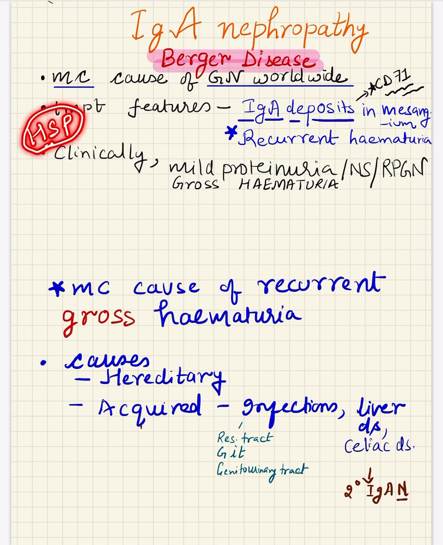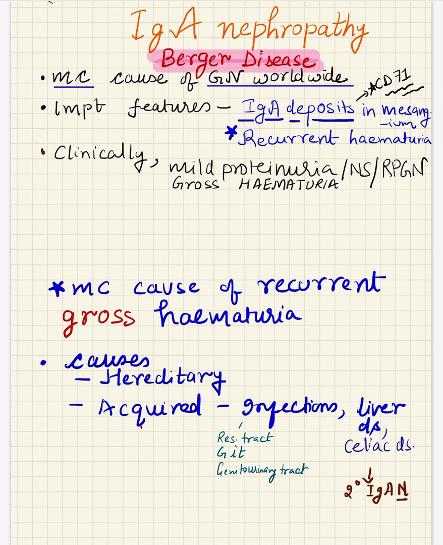In HSP also similar deposits are seen, but in HSP there are systemic manifestations as well. Generally it is a child, and in children the skin purpuric rash will be seen, abdominal pain, intestinal bleeding, arthralgias, and along with that IgA deposits in the mesangium are seen in HSP. So HSP differs from IgA nephropathy in that systemic manifestations are also seen in HSP, but both are considered to be manifestations of the same disease. So you should remember these points for IgA nephropathy and HSP.